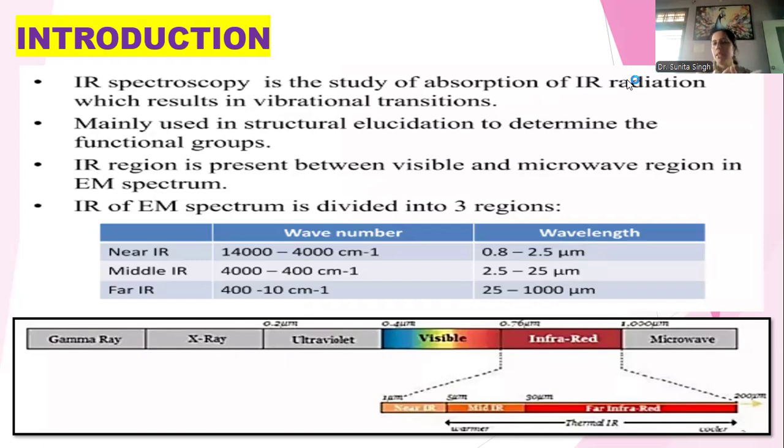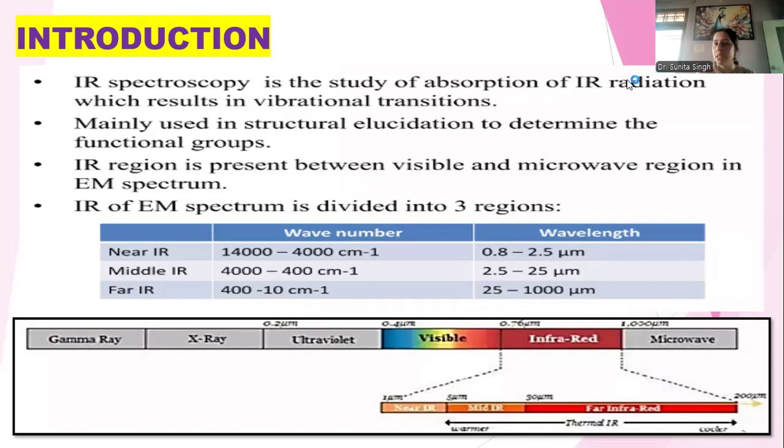The IR region is present between the visible and microwave regions in the electromagnetic spectrum. And it is further divided into three regions that are near IR, middle IR, and far IR. You can see in this slide that this IR region is between visible and microwave.